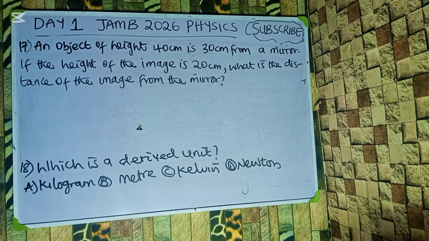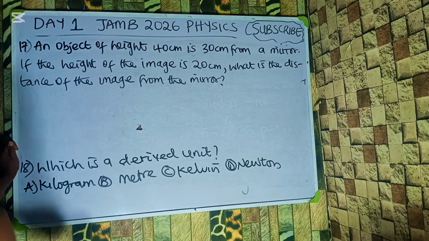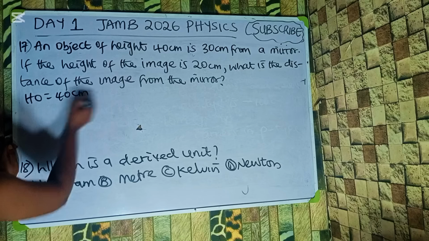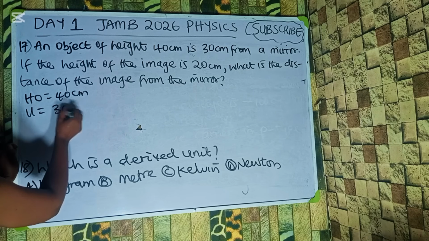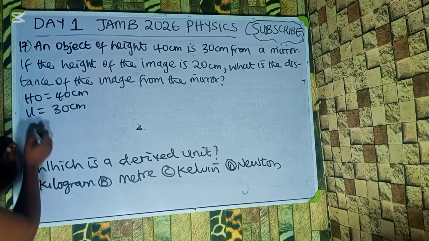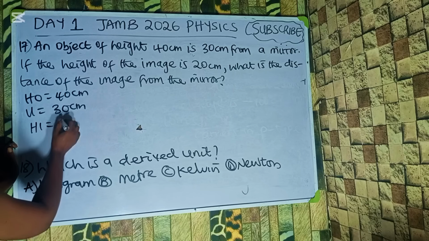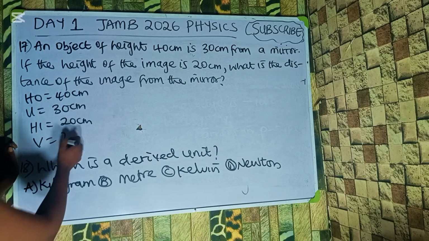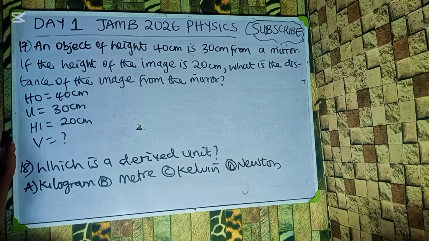Question 17. An object of height 40 centimeters is 30 centimeters from a mirror. If the height of the image is 20 centimeters, what is the distance of the image from the mirror? So this is just like the magnification formula, right? The height of the object is 40 centimeters, and the distance of the object is 30 centimeters. Now the height of the image is given as 20 centimeters. You are looking for the distance of the image, right? So now what are we going to do?